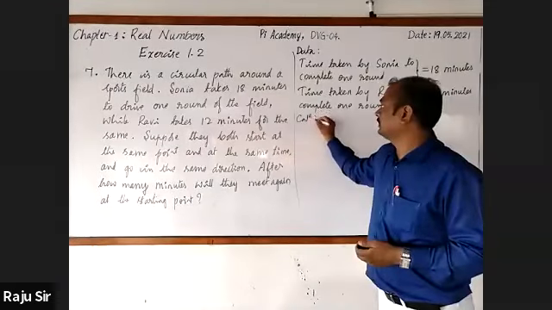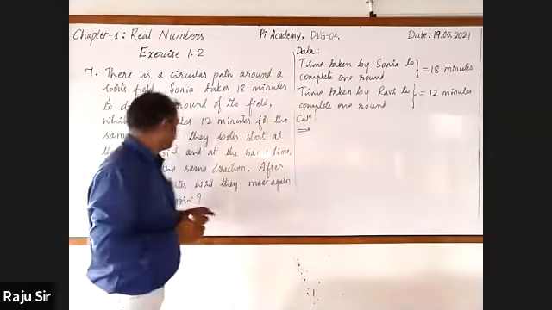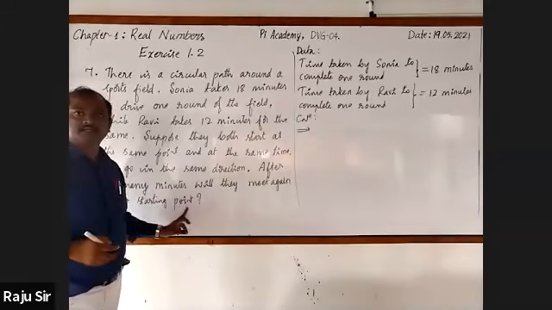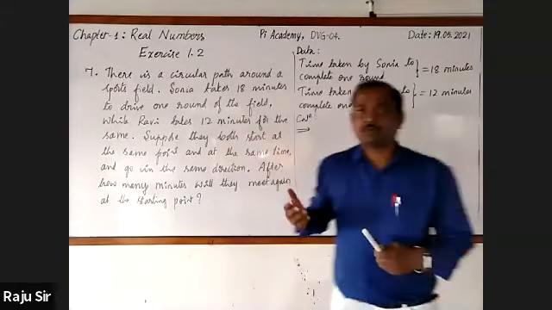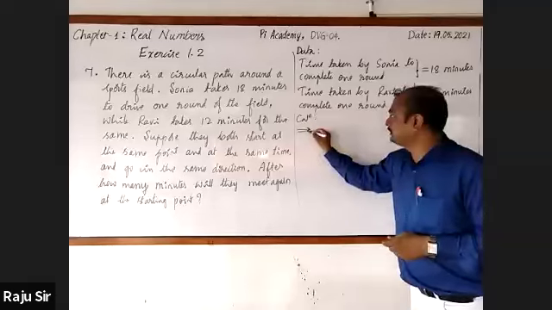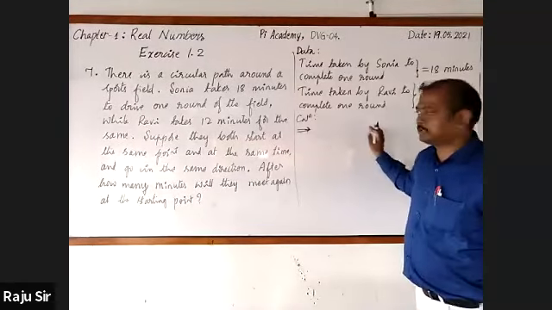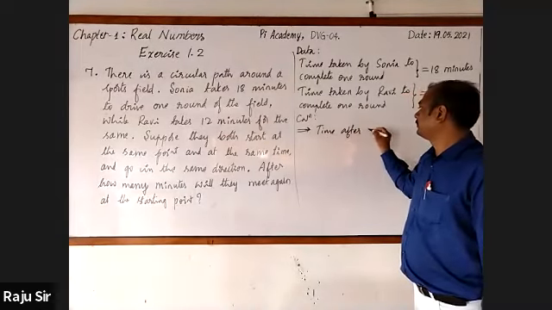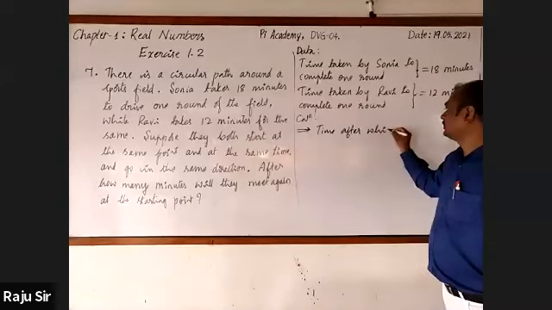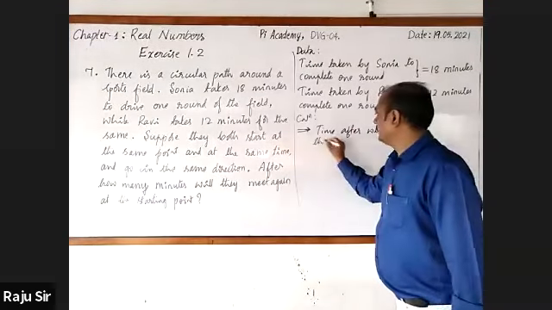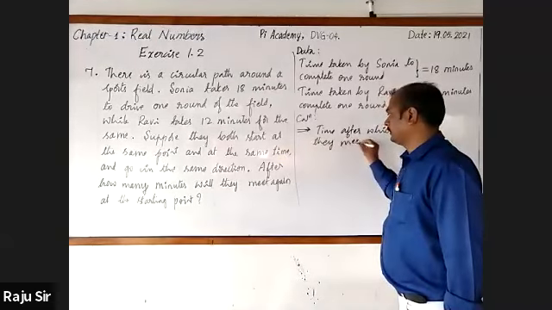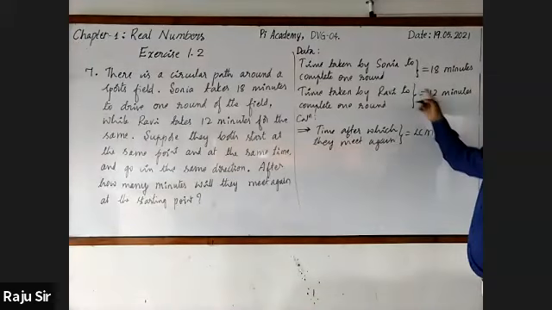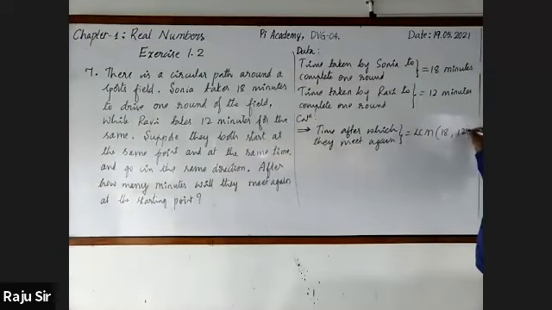Next, calculation. You all know that we are going to find out after how many minutes will they meet again at the starting point. Then we have come to know it belongs to LCM. All right, we have to show that with a statement. Here I'll write: time after which they meet again. It is the LCM of both the numbers, that is 18 minutes and 12 minutes.